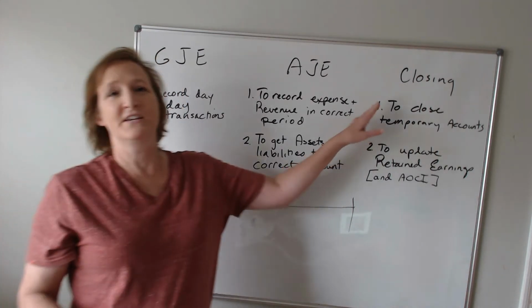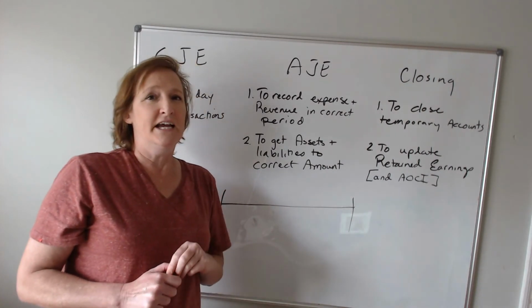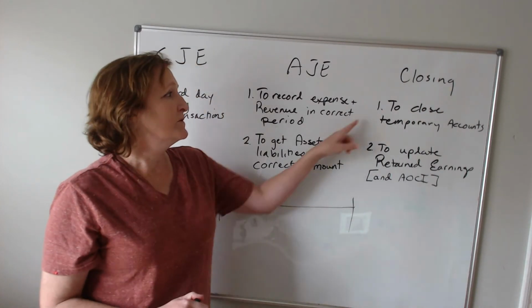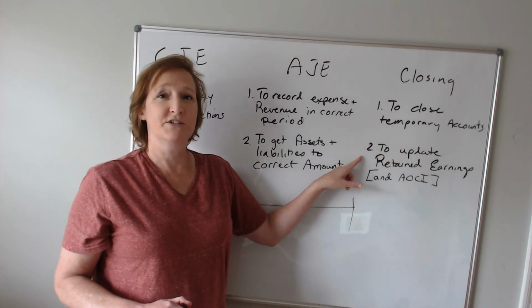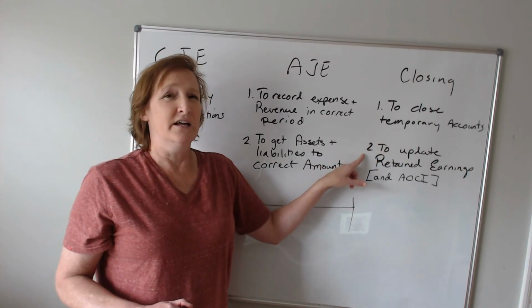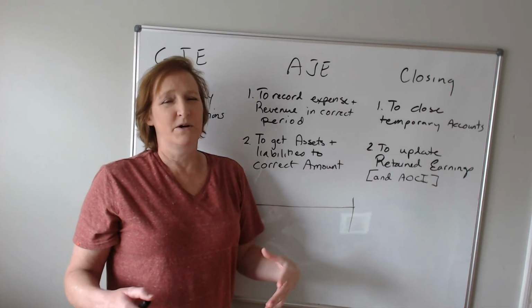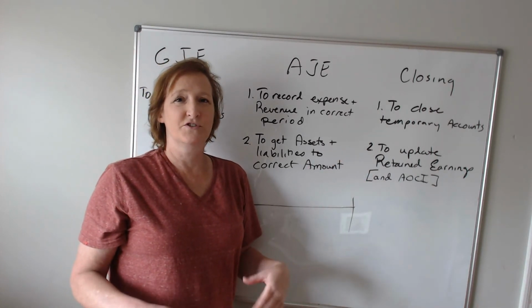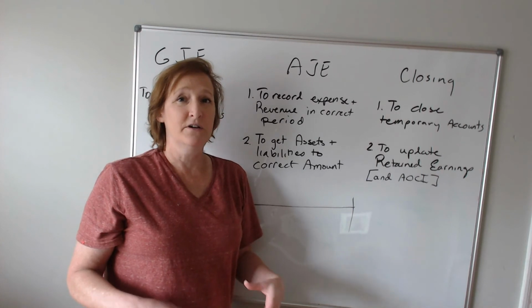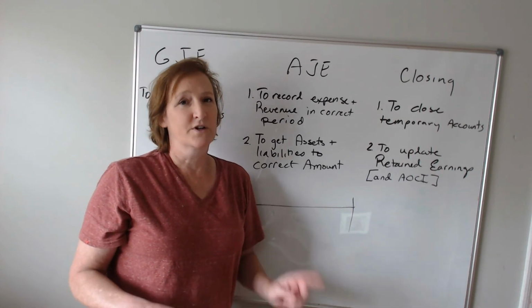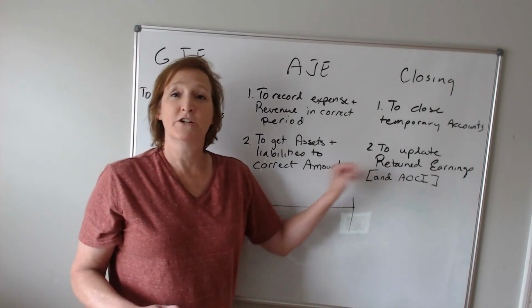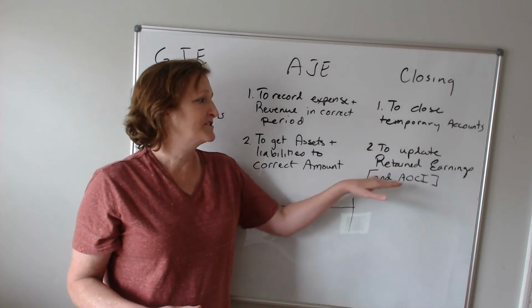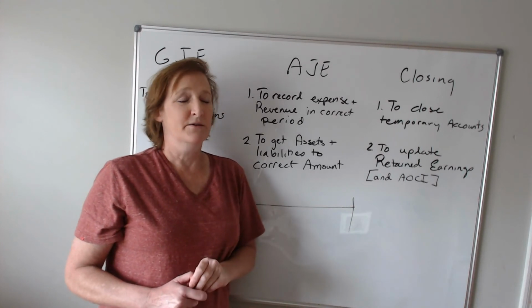The last type of entry is called the closing entries. And again, there's two purposes here. We want to close out any temporary accounts, and we want to update the retained earnings account. And we don't know yet about the AOCI account, which stands for Accumulated Other Comprehensive Income. We're going to learn about that in a future chapter, but it is similar to the retained earnings account. So I just put it in here to be consistent, okay?